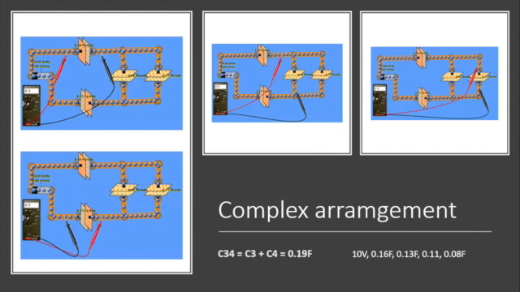And finally, our last circuit is a complex arrangement. Here we have two capacitors in a parallel arrangement, that is the number 3 and the number 4. From this, we can calculate its equivalent capacitance, adding the two capacitances, which is going to give us 0.19 farads. And the rest of the circuit is a series arrangement.